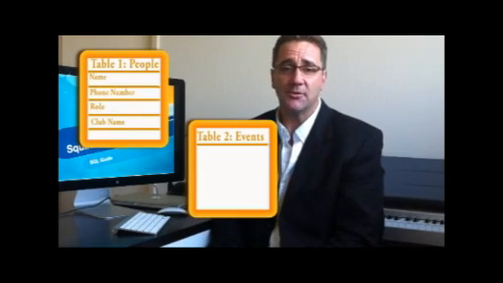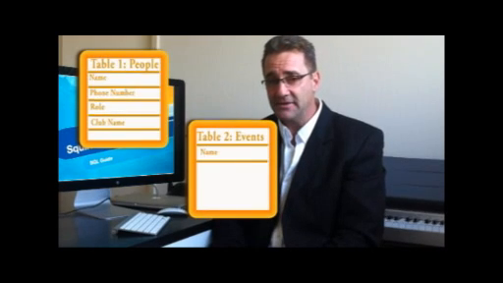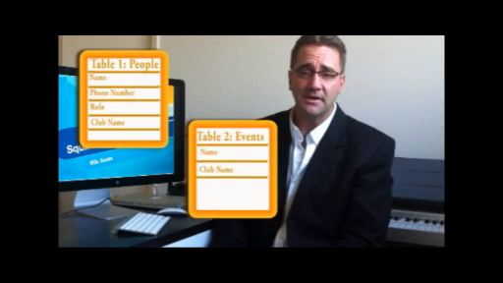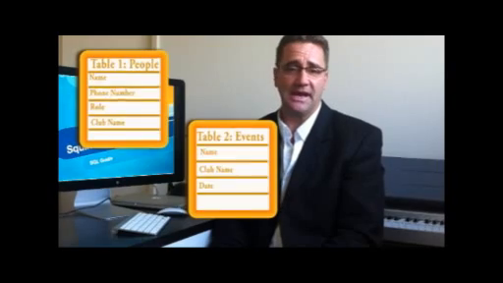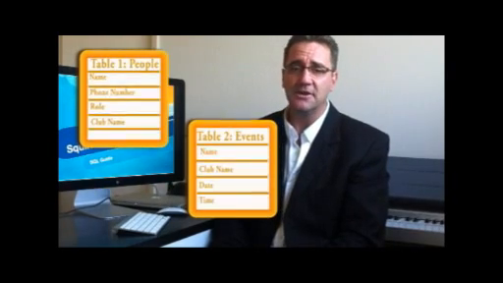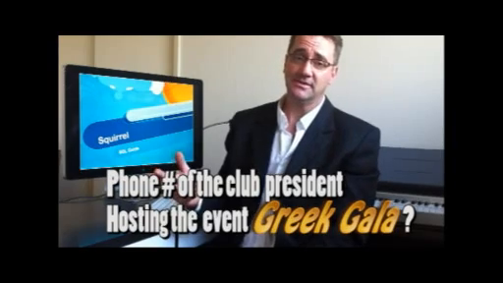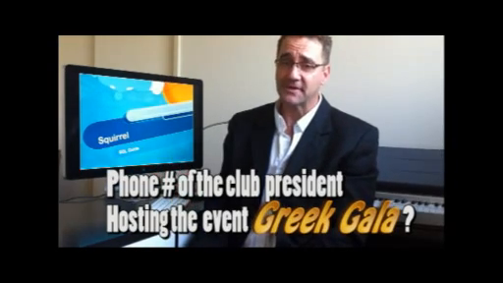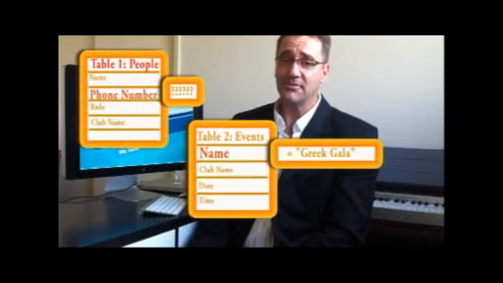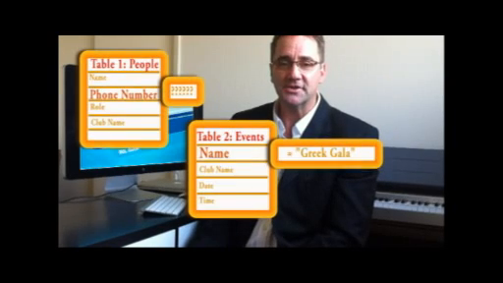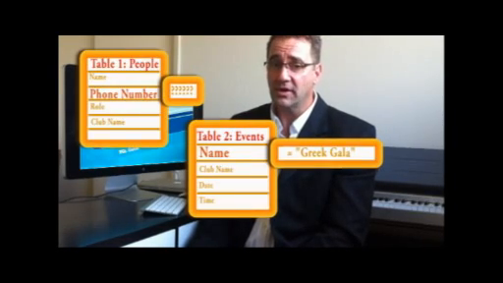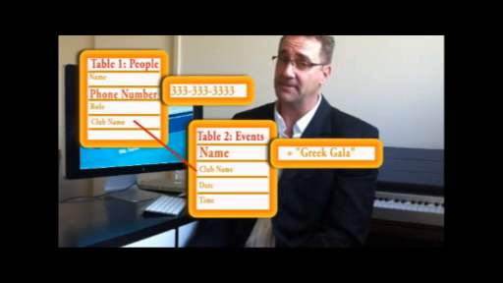Another may be a table of events. This table would include names of the event, the hosting club name, and the logistic information like date, time, and number of RSVPs. When we want to know something like what is the phone number for the club president hosting the Great Gala, well, you can cross-reference the table of events and table of people to pull this information through the common value or a relational value of the club name.